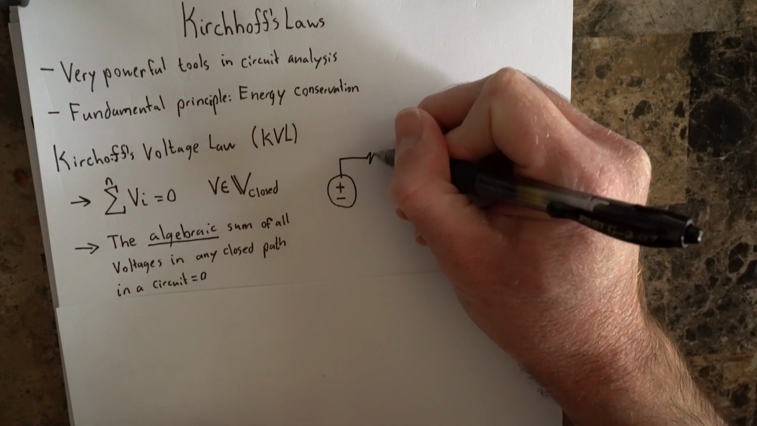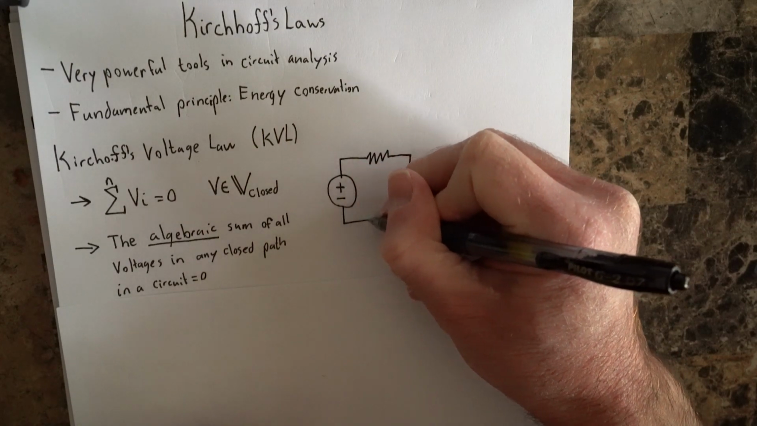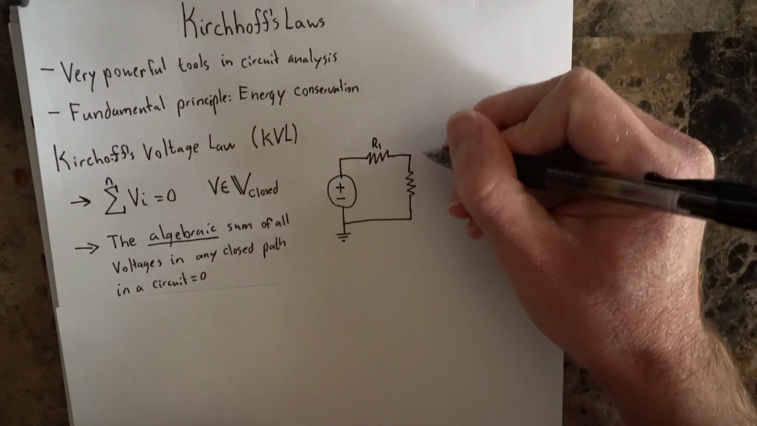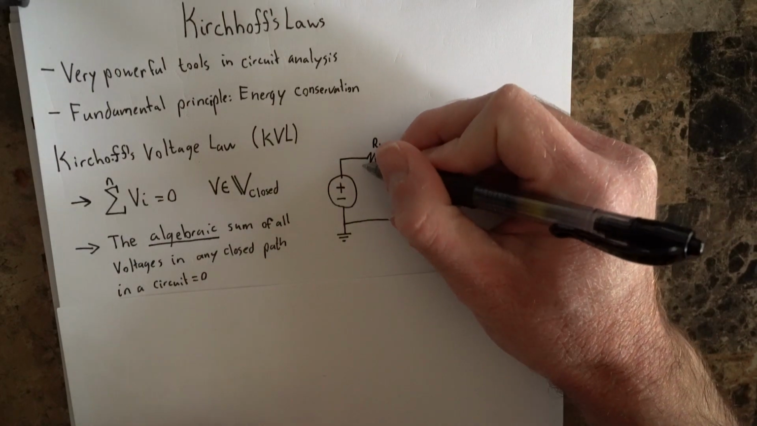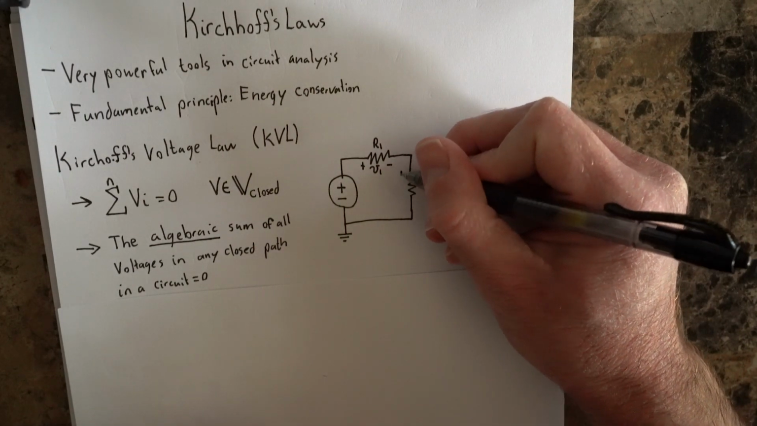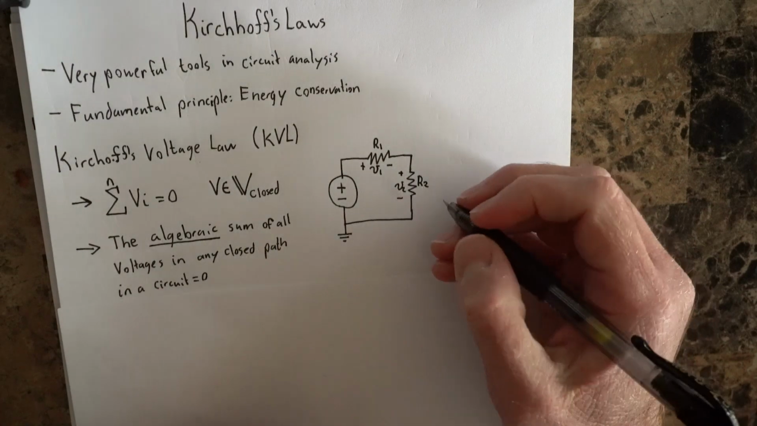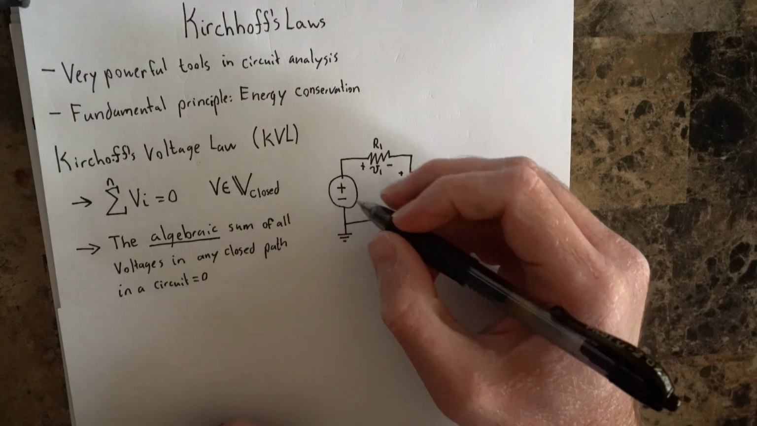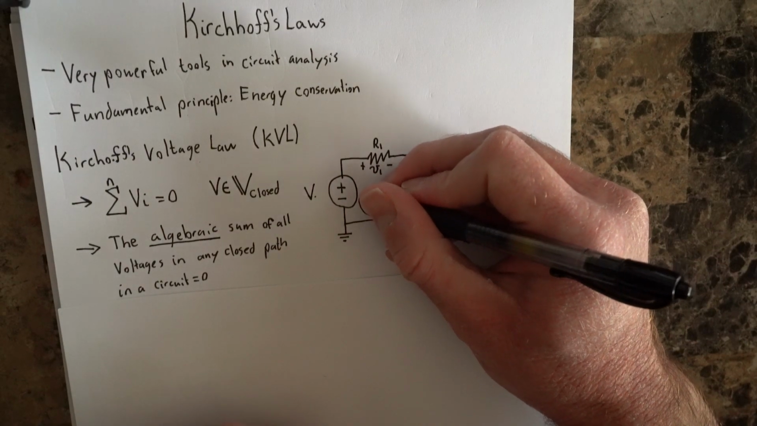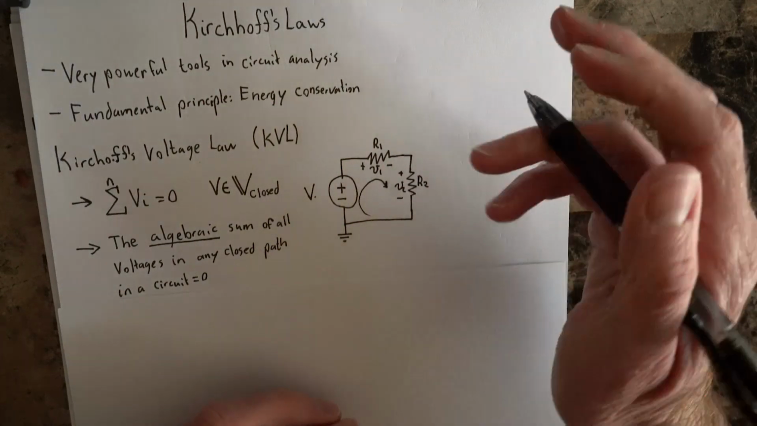in which we have a resistor here, a resistor here, and let's go ahead and tie that off to ground. We'll call this resistor R1, this resistor R2, the voltage across this resistor V1, and the voltage across this resistor V2. So what this means is that the algebraic sum, let's call this V source. As we sum around this loop, if we move around this loop in a circular fashion, then the sum of all these voltages must be equal to 0.